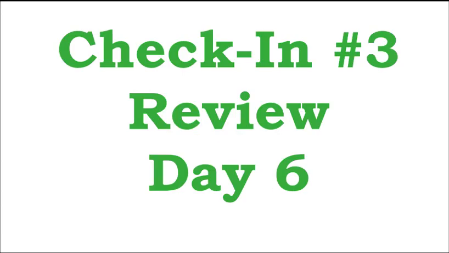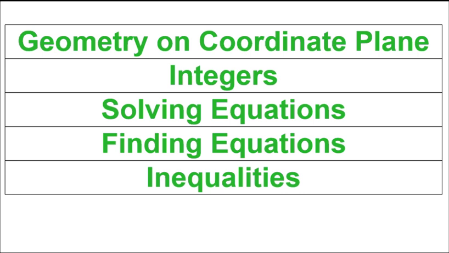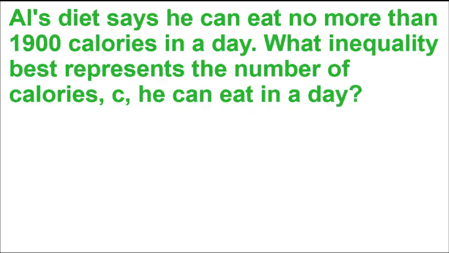All right, we keep reviewing for the check-in. Your check-in will be next Tuesday, so not a whole lot of time. We got geometry with ordered pairs, in other words, find like perimeter, area, that sort of stuff. Integers, that's with the negative numbers. Solving equations, finding equations, and inequalities. We'll do a little bit of everything real quick today.